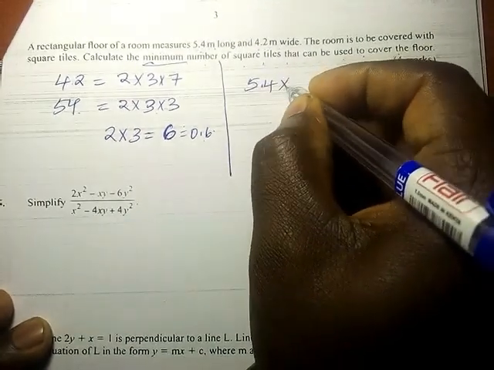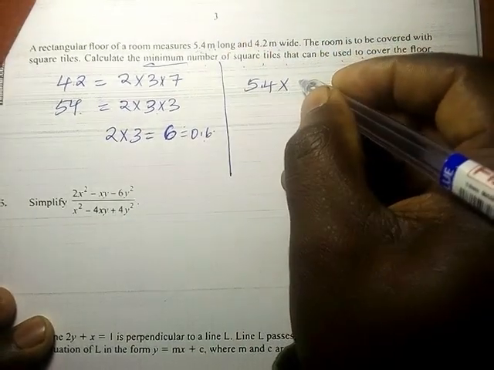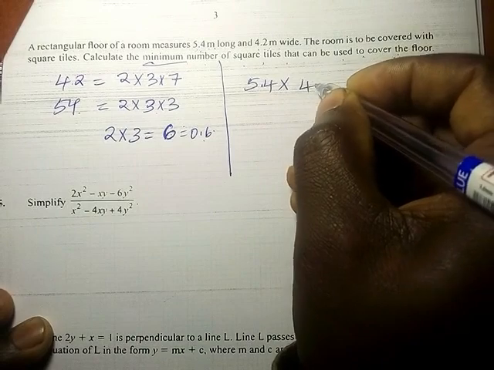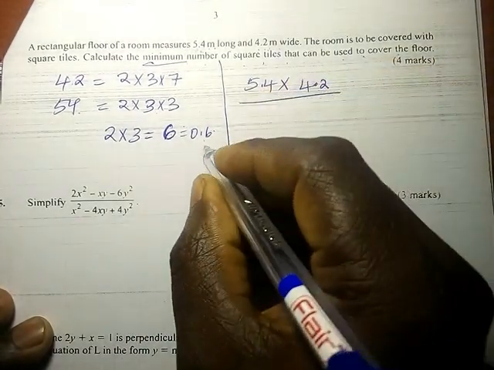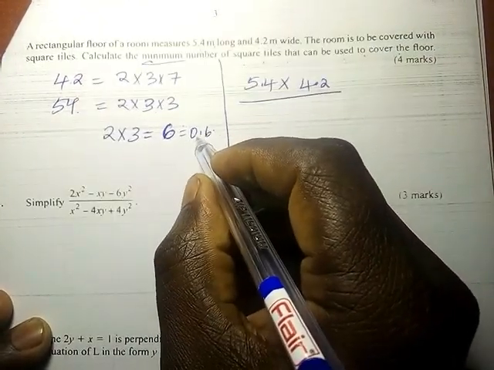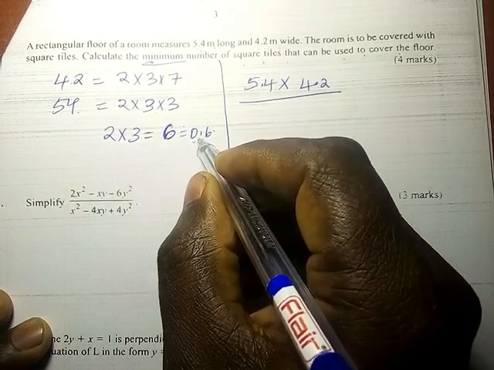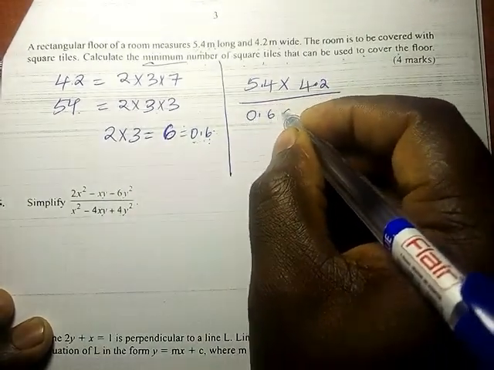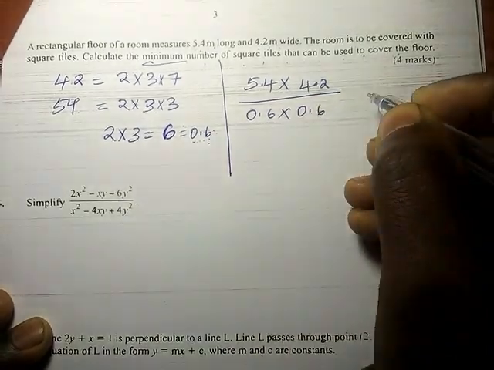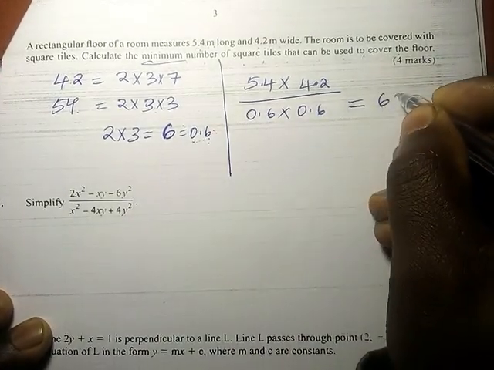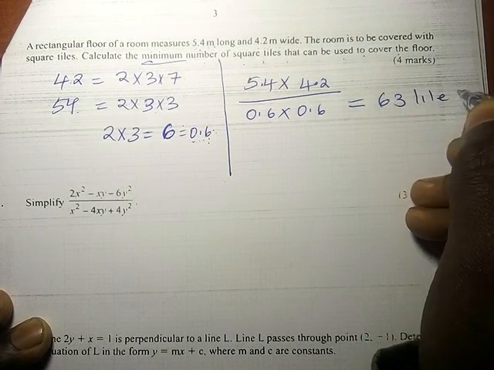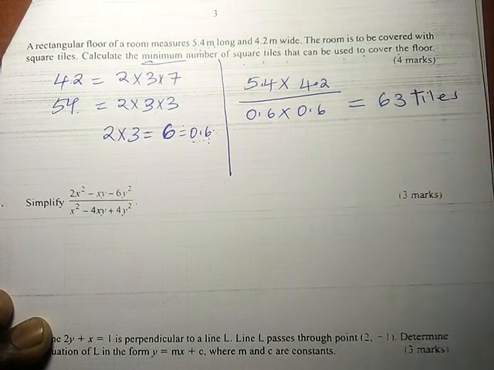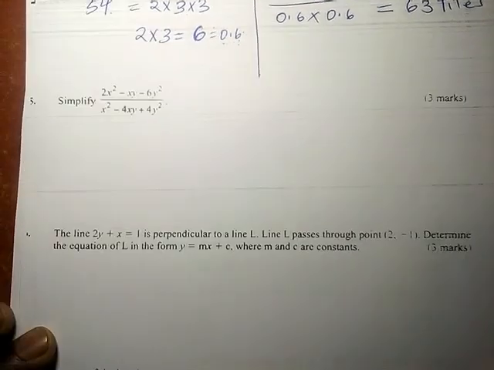5.4, the area of the room, times 4.2, you divide by the area of the square. So one side of that tile is 0.6. So the area of the tile will be 0.6 times 0.6. And this one will give you 63 tiles.